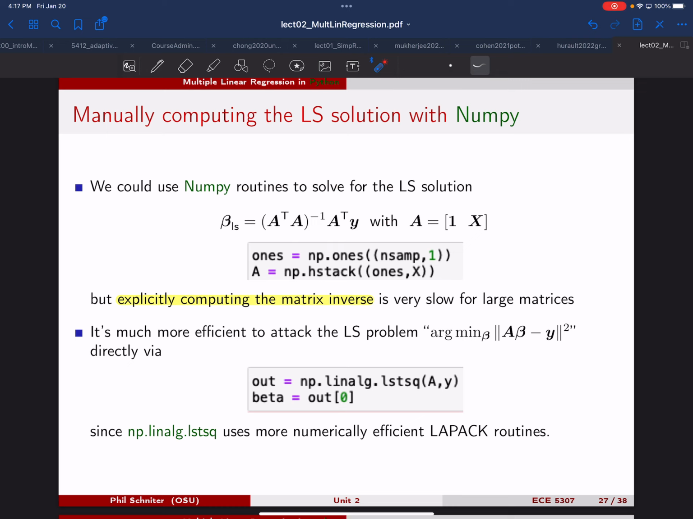Okay, so anyway, if you're going to use NumPy, the recommended way to approach this problem is not to use this explicit formula, but just to think about it as a least squares problem, and then to use the least squares command, where you just give it the matrix, the vector of known quantities, A and Y, and then it will solve for the betas in a numerically robust and fast way. Okay, so that's certainly one way to do it. Any questions on this way?